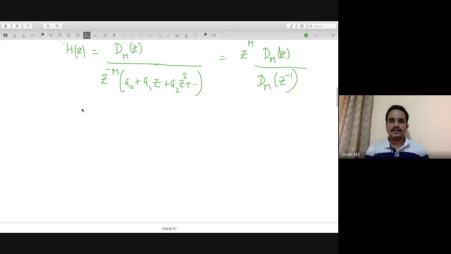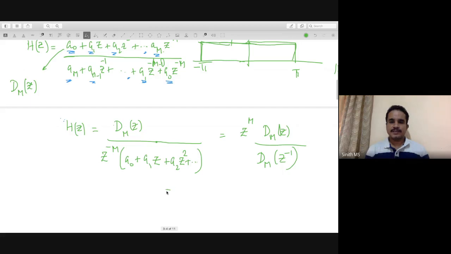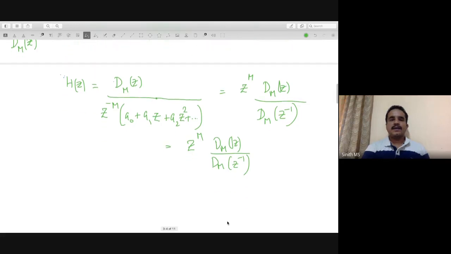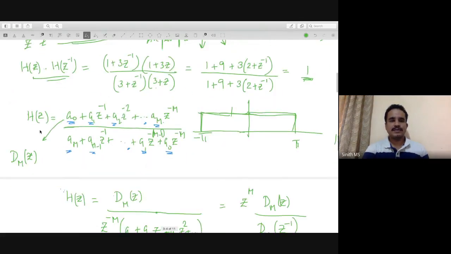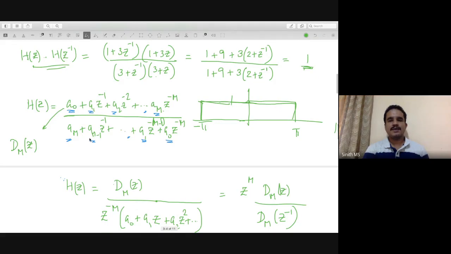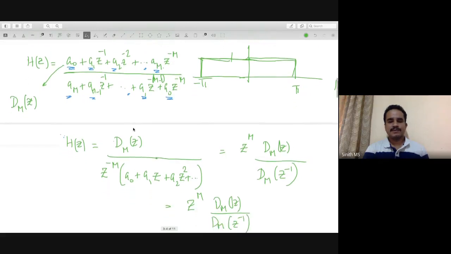So this can be written as z raised to m, Dm(z) by Dm(z inverse). Now you have written H(z) like this. Now, what we want to prove is that this has a magnitude of 1, or its magnitude response is 1.